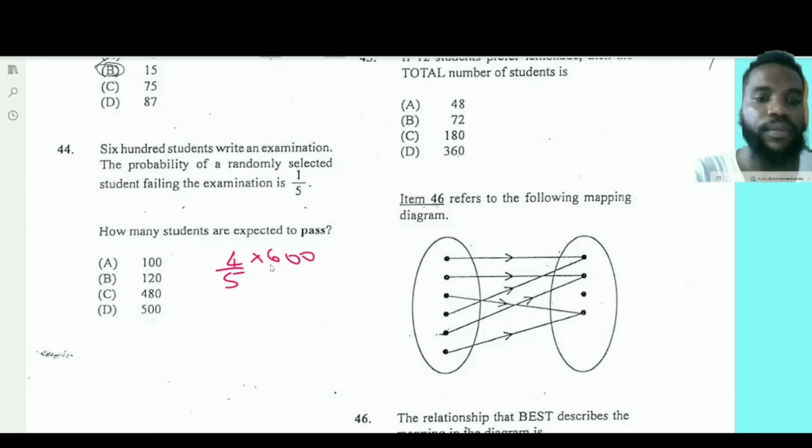Alright, you know how to break this down. 5 into 7 goes 1. 5 into 6 goes 1. Carry the 1 beside the 0. 5 into 10 goes 2. And 5 into 0 goes 0. Now 4 times 1, 20. 4 times 0 is 0. 4 times 2 is 8. 4 times 1 is 4. So it's 480. Alright, good.